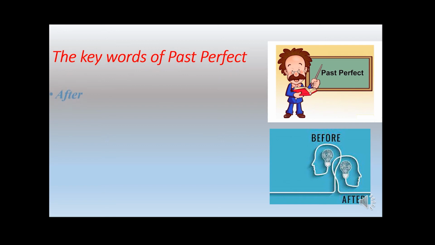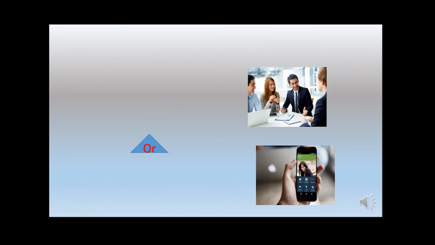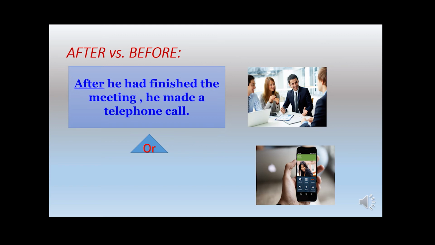The key words of past perfect: after, as soon as, and before. Children, you should know when to use after and before. The first action or earlier action should take after. Let's see with an example. After he had finished the meeting, he made a telephone call. Here the past perfect is "he had finished", so this one would take after.